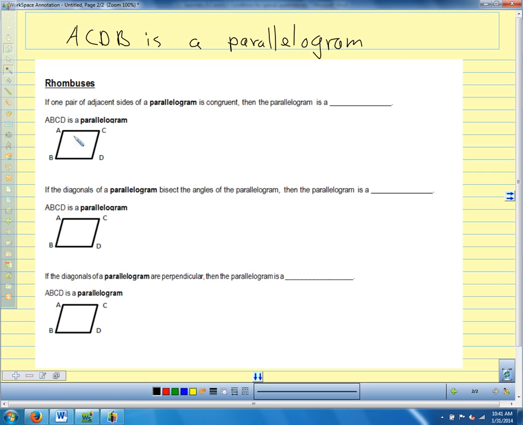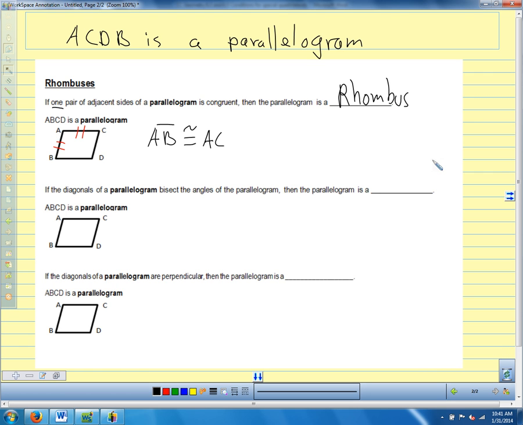If one pair of adjacent sides of a parallelogram is congruent, then the parallelogram is a rhombus. So on our picture, we'd be saying segment AB is congruent to segment AC. And we have one pair of adjacent sides. Adjacent means next to. So if we have two sides that are next to each other that are congruent on a parallelogram, that makes the parallelogram a rhombus.